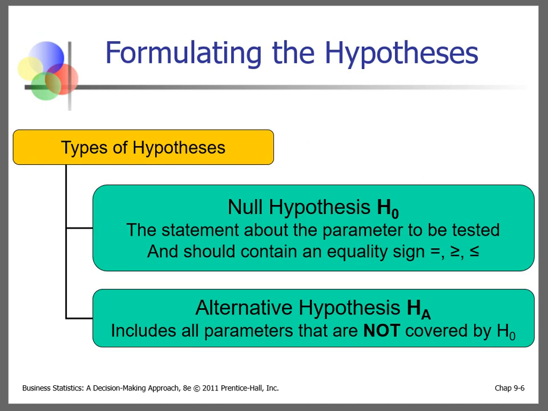In hypothesis testing, two hypotheses are formulated. One is the null hypothesis. The null hypothesis is represented by H0 and is the statement about the parameter to be tested. It should contain an equality sign, such as the equal sign, the greater than or equal sign, or the less than or equal sign. The second one is the alternative hypothesis, represented by HA. It challenges the null hypothesis and includes all parameters that are not covered by the null hypothesis.